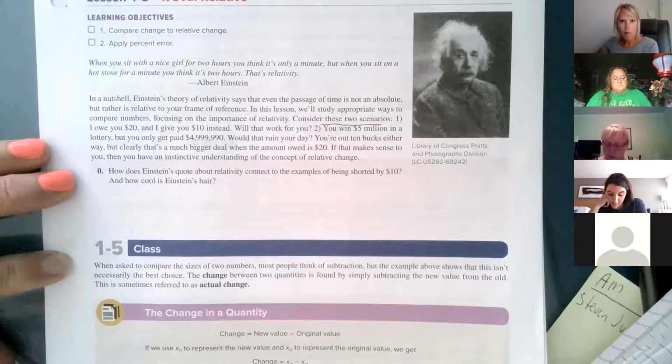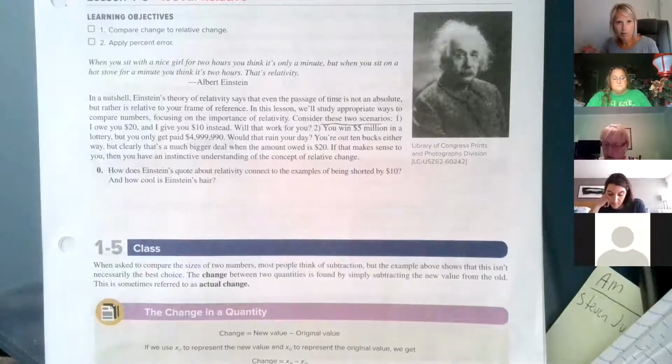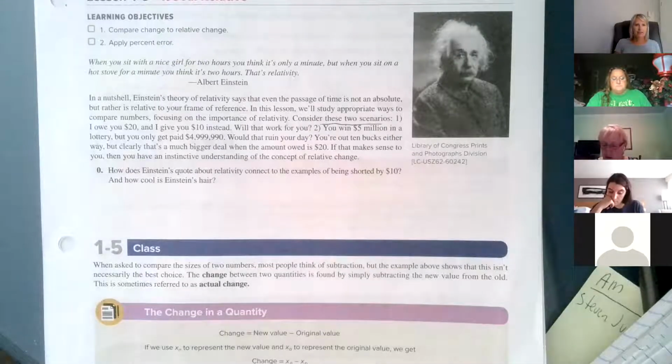Sure. When you sit with a nice girl for 2 hours, you think it's only a minute, but when you sit on a hot stove for a minute, you think it's 2 hours. That's relativity. Albert Einstein. In a nutshell, Einstein's theory of relativity says that even the passage of time is not an absolute, but rather it is relative to your frame of reference. In this lesson, we'll study appropriate ways to compare numbers, focusing on the importance of relativity.